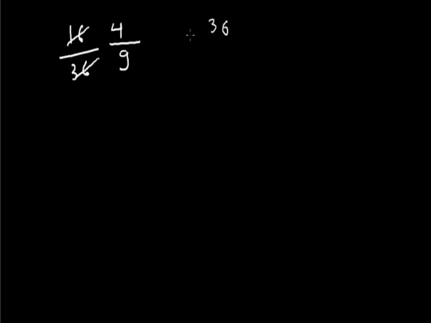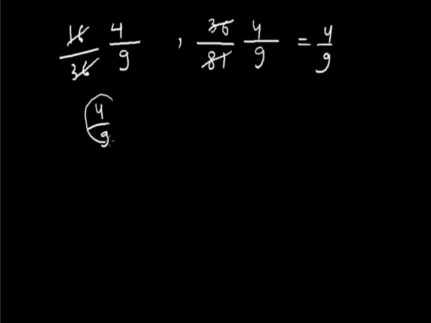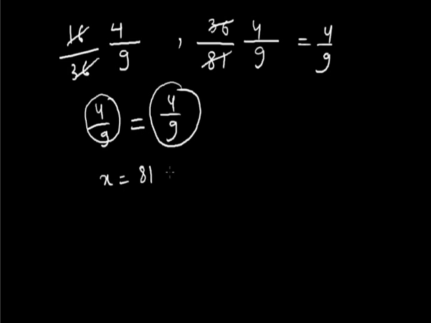Similarly 36 divided by 81, cancelling the numerator and denominator by a factor of 9, leaves a quotient of 4 in the numerator and 9 in the denominator. This equals 4 divided by 9 in its simplest form. That's why the two fractions are equal in their simplest form. That's why our result which we have derived for x, which equals 81, is correct.